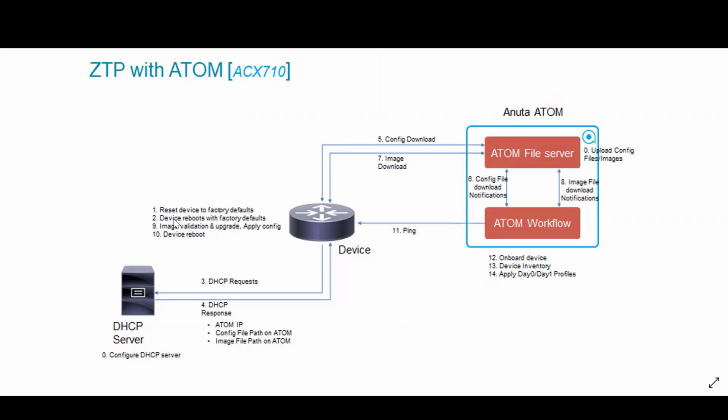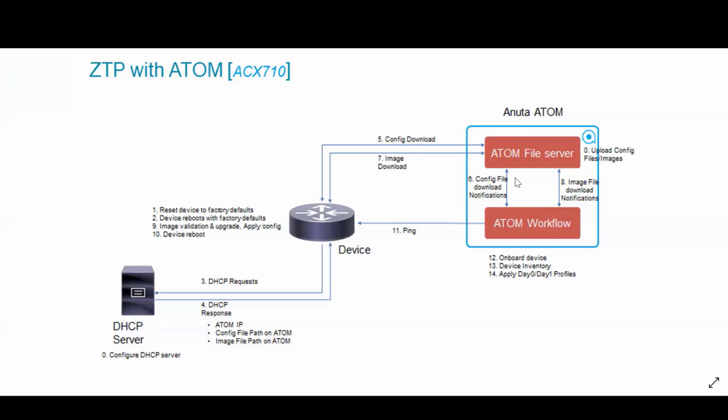Once the device reboots with factory defaults, we use DHCP to get an IP address assigned to the device. We have a DHCP request and a DHCP response. Once this is done, we use Atom as a file server, so the boot configuration and the image are both stored on Atom itself. We start downloading the boot configuration, which involves your subnet IP addresses, DHCP, and all that information. Once the boot configuration is downloaded from Atom to the device, a notification is sent to the workflow.